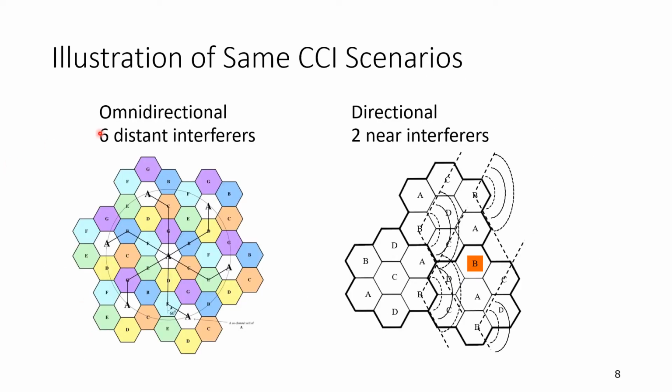So here is showing you the 2 scenarios with omnidirectional interference. 6 distinct interferers. We'd have A, and all around. And in this case, you'll find that because of the directional antenna, for example, this P would include this P and that P only. All these 1, 2, 3 would be dropped out.